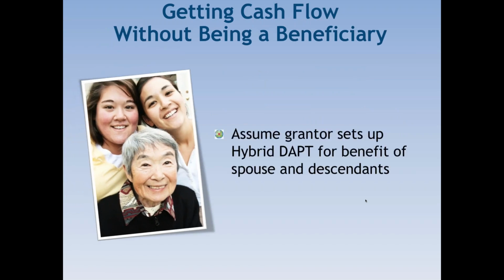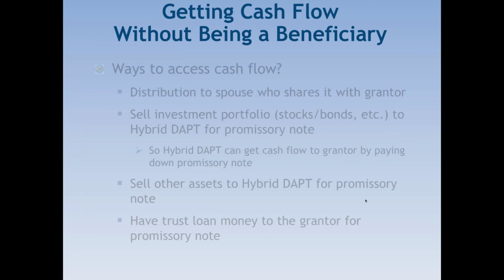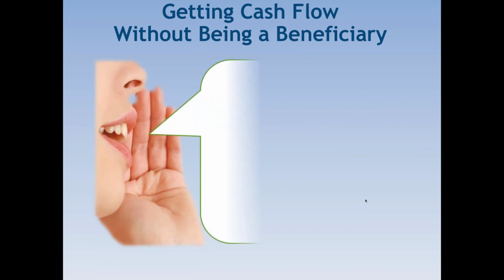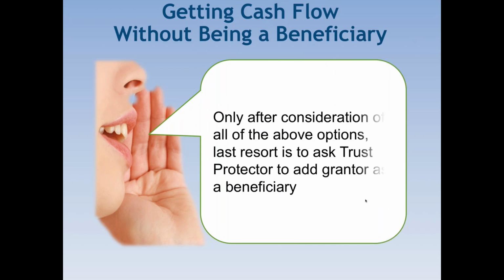If you assume the grantor sets up the hybrid DAPT for the benefit of the spouse and descendants, there are different ways to access the cash flow. One, you can do a distribution to a spouse who shares it with the grantor. Number two, you can sell investment portfolio to the hybrid DAPT for a promissory note, so the hybrid DAPT can get cash flow to the grantor by paying down a promissory note. You sell other assets to the hybrid DAPT for a promissory note, or have the trust loan money to the grantor for a promissory note. And after you do all those things, as we said before, like with a regular DAPT, you can ask the trust grantor or the trust protector to add the grantor as a beneficiary.